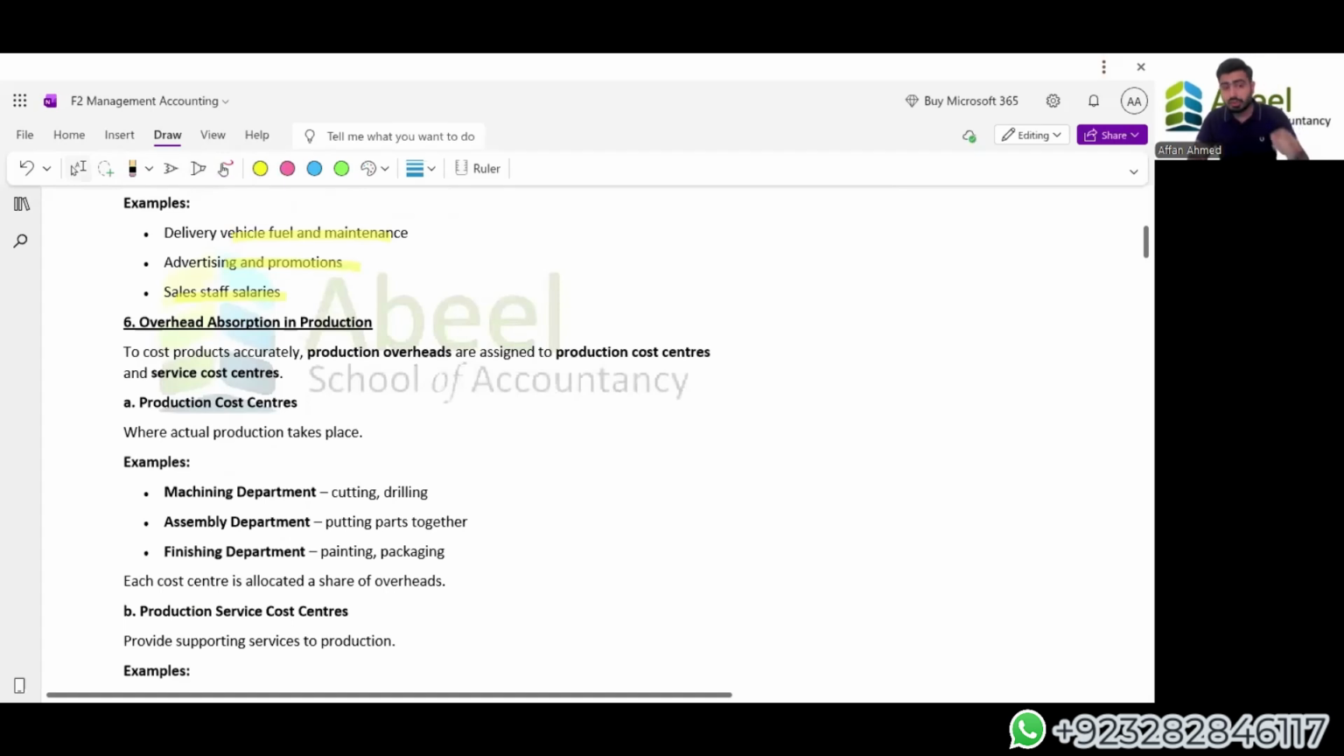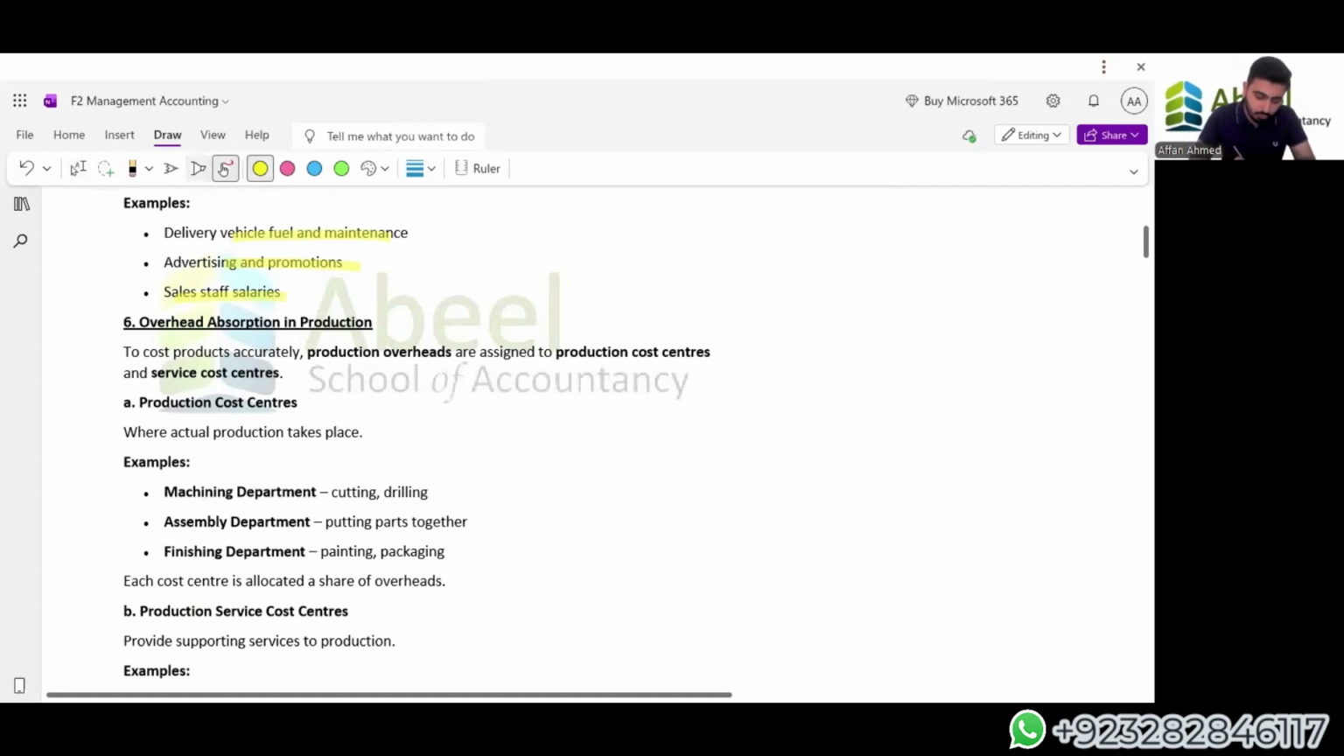Overhead absorption in the production department, what does it basically say? It says that now we have a department, and in the production department, most of the expenses are directly relatable to the particular product. So what we have to do is classify whether it is direct or indirect in nature, and if it is indirect, how are we going to assign it onto the particular product for recoverability.